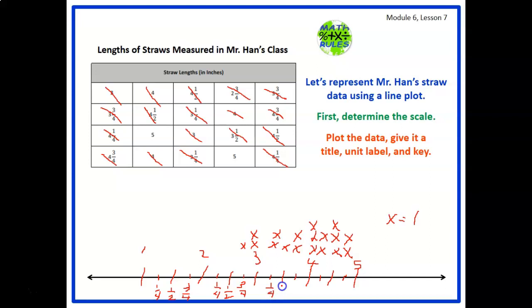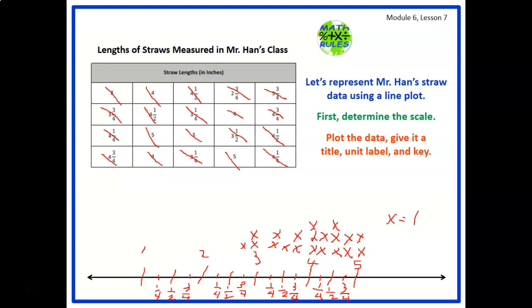And then here's my 1/2, 3/4, 1/4, 1/2, and 3/4. Okay. So my 5. I've got 2 numbers left, and they're both a 5. So I had 2 straws that were 5 inches each.